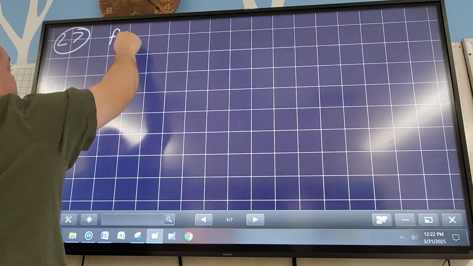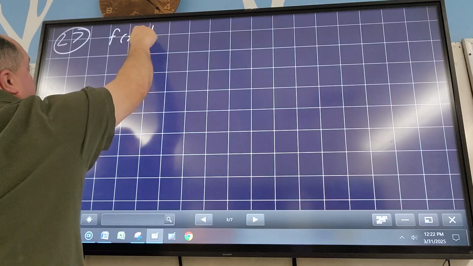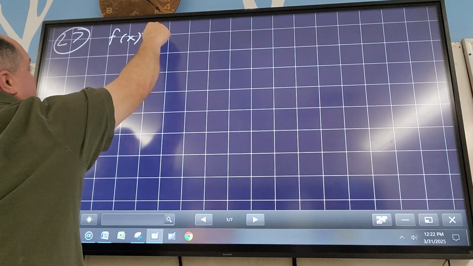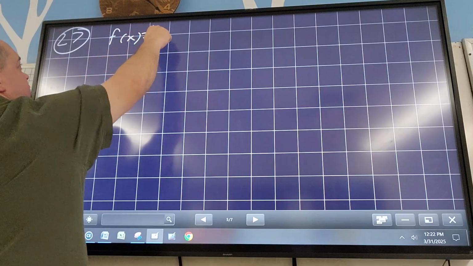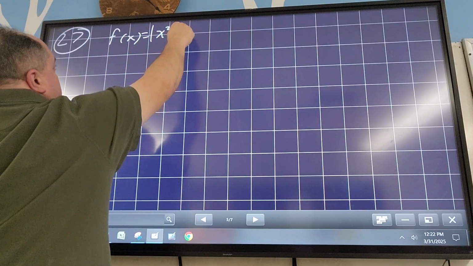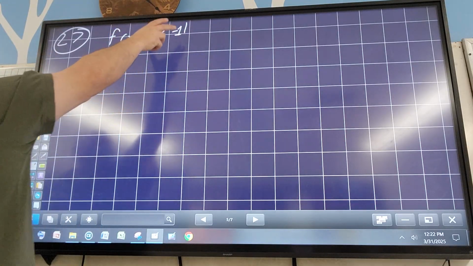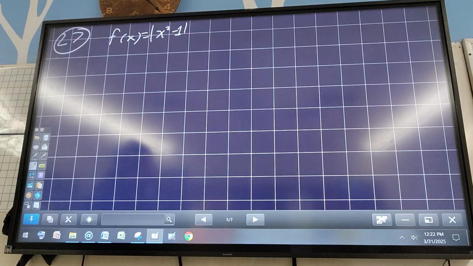So f of x was the absolute value of x squared minus 1? Is that right? Okay. I want you to be able to do that by hand. Just like, what values is this actually going to change at? What value will this one change at?